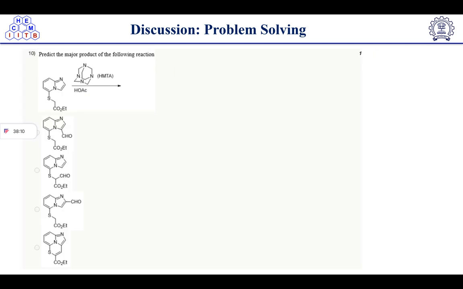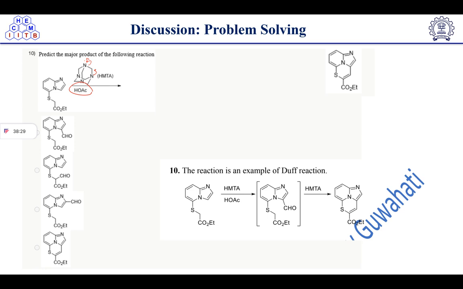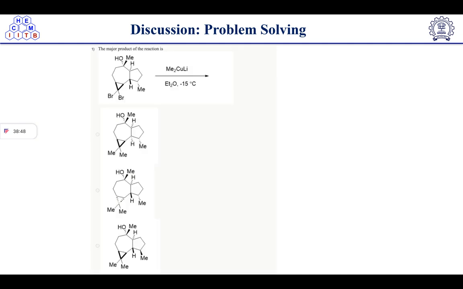The next one is the same reaction we have discussed, HMTA, right? What we have to do? First, protonation of this one. Then this will push electrons here, it will open up, and then attack of this group. So this is the Duff reaction example. Again, you have to do it by yourselves. I have solved this type of question earlier, right? So HMTA will undergo a cyclization and the product is this one. Correct answer.